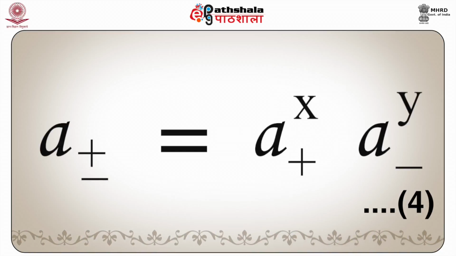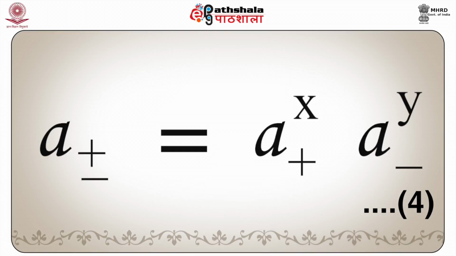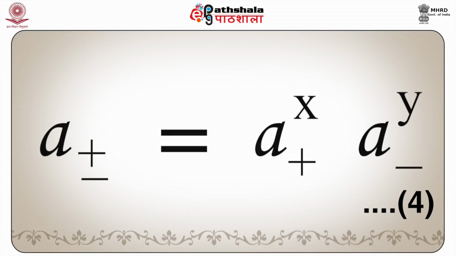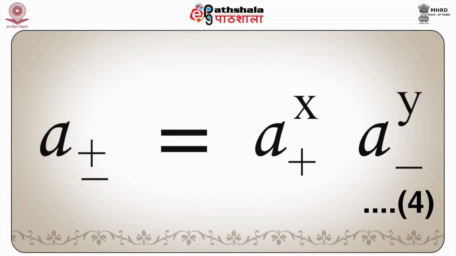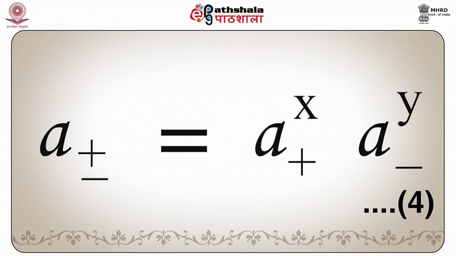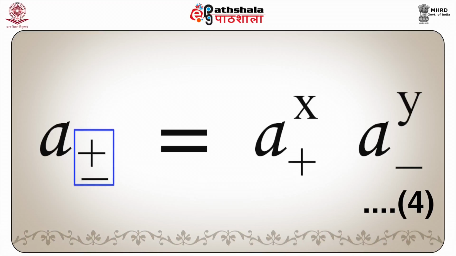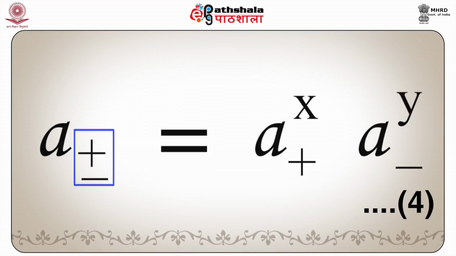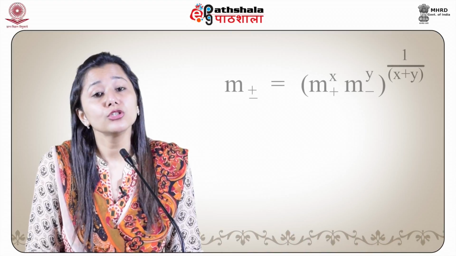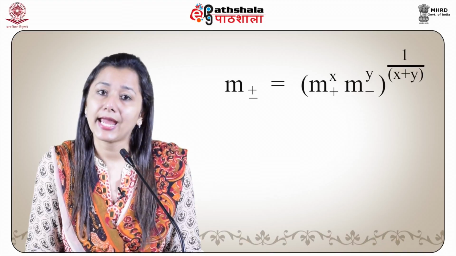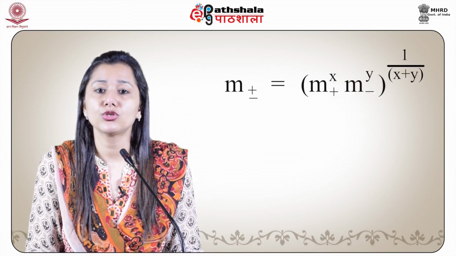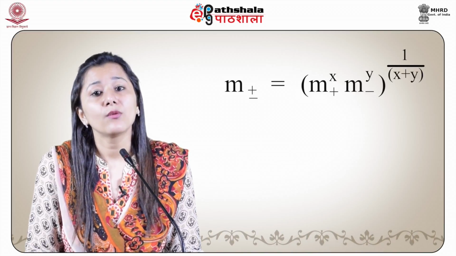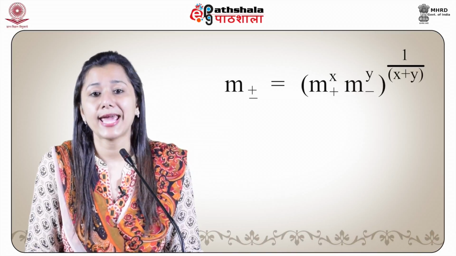If the activities of the cation and anion are a+ and a- respectively, then the mean activity is given as a± = (a+^x × a-^y)^(1/(x+y)). The symbol ± refers to the mean ionic variable and is defined in terms of the number of ions. We also define the mean ionic molality m± as equal to (m+^x × m-^y) raised to the power 1/(x+y).